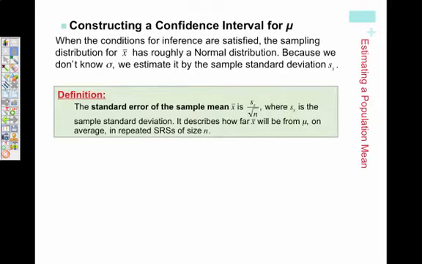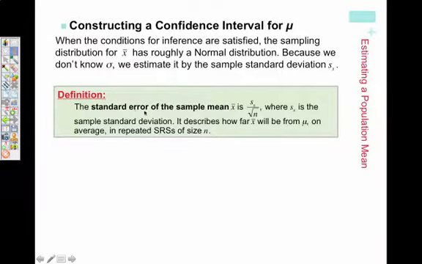Greetings to us all. We are going to finish up our discussion about creating confidence intervals, and we're going to be continuing our discussion about constructing one for the mean, mu. So when our conditions for inference are satisfied, remember we have those three conditions, the sampling distribution for x bar has a roughly normal condition. Because we don't know sigma, remember, we don't know this population standard deviation, we're going to estimate it with the sample standard deviation Sx.